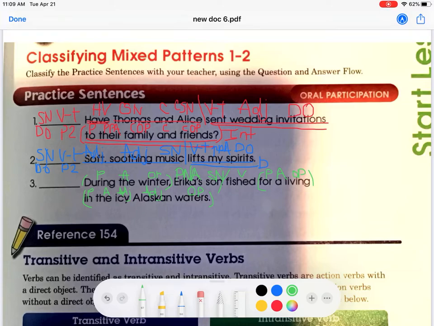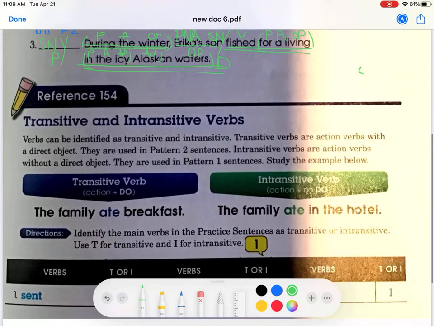Now we have to underline again because during the winter actually is part of our complete predicate. So you have to underline that twice. I'm going to underline the rest of my predicate twice, all of this. And then my complete subject is just Erica's son. Underline once. It's declarative. So for this one, subject, noun, verb, pattern 1. There we go. Classified all our sentences. Hopefully that made sense. So let me know if you have any questions. All right, let's move down to the bottom real quick.